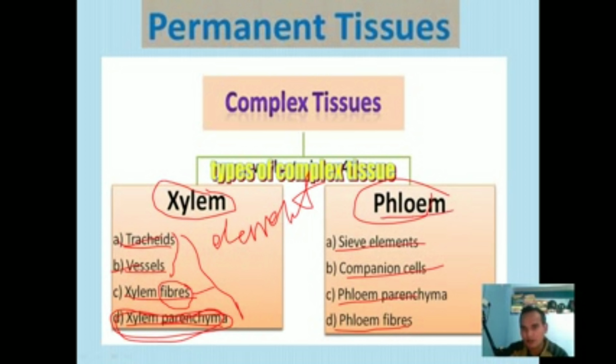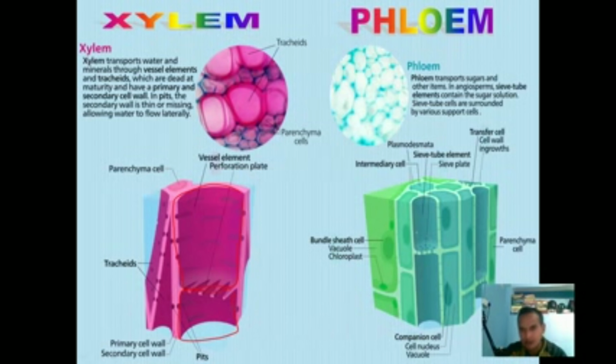Okay, so now let's move on to the phloem. Phloem again has 4 different cells. Here in the phloem, we have sieve elements and then companion cells. Now why companion? Because this cell always lies along with the sieve elements.